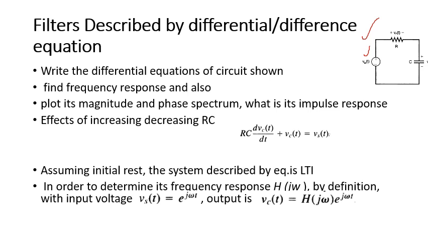So the problem is, let's find the differential equation for this circuit, and we need to find the frequency response, also plot its magnitude and phase response, and find its impulse response. That's very simple. If we look at this one, the current flowing here is, for example, IC. Because this is a series circuit, both R and C have the same amount of current flowing through them. So what is the voltage drop?